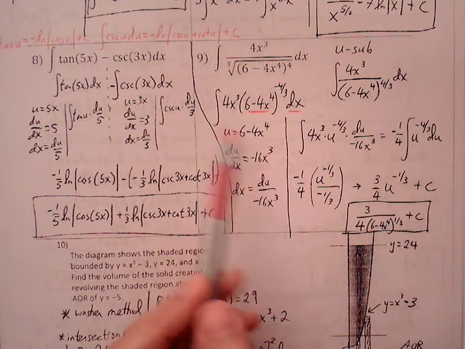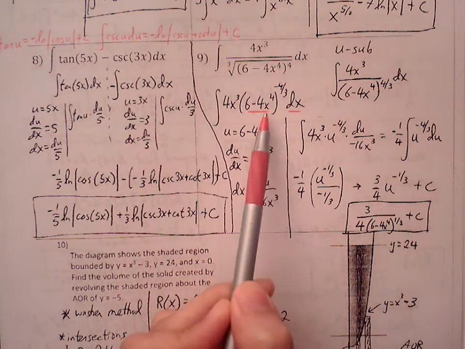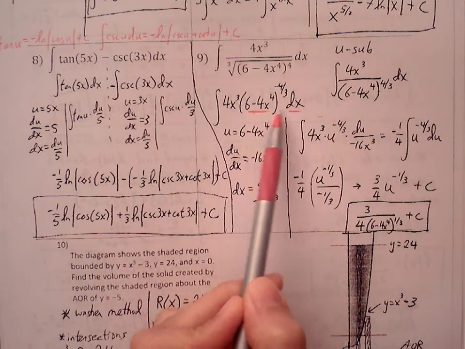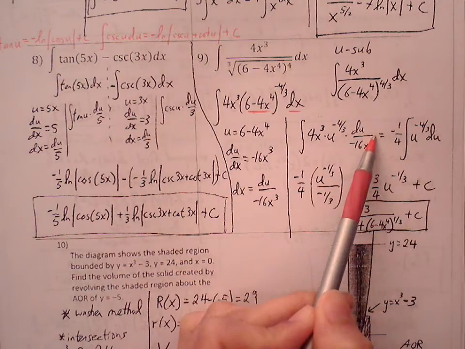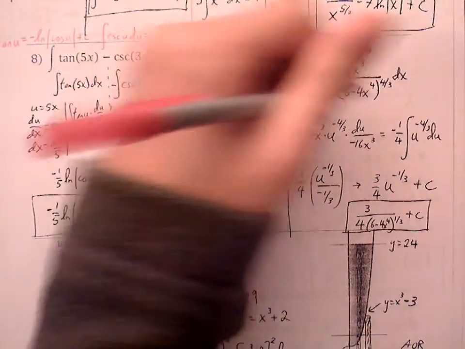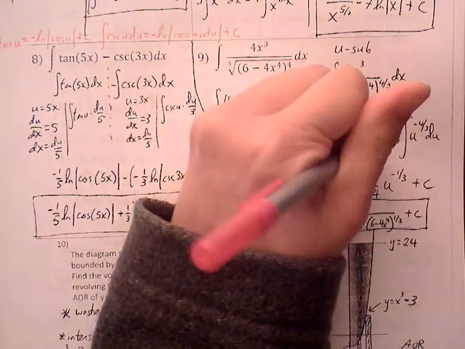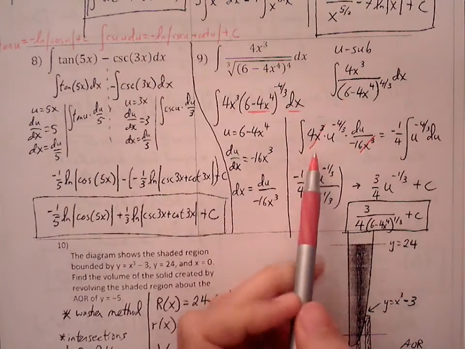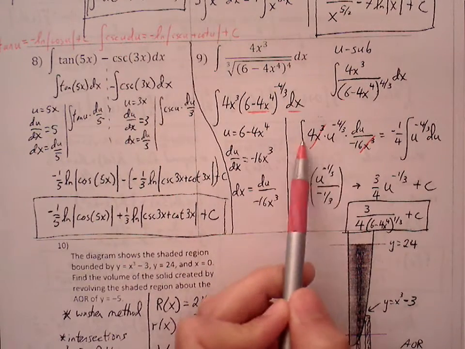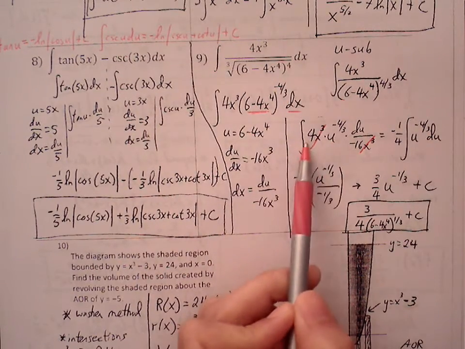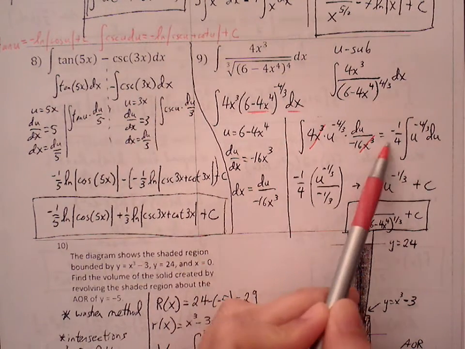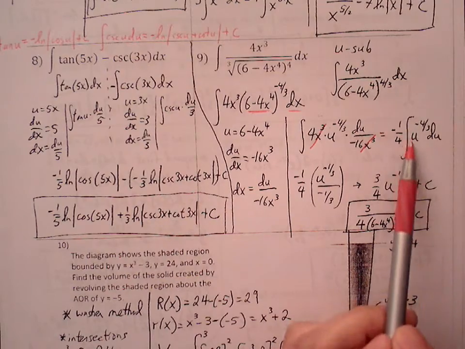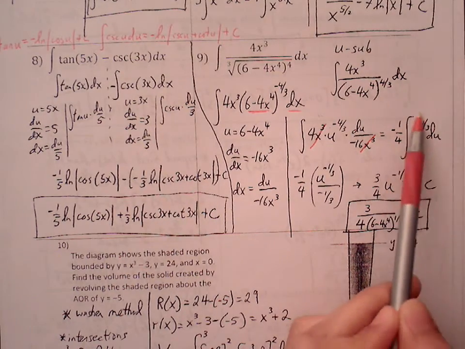Our parentheses gets replaced with u. Our dx gets replaced with du over negative 16x cubed. The x cubed cancels out nicely for us. We want to push out any coefficient that doesn't display as part of the variable. So we can push that 4 over negative 16, which reduces to negative 1/4. And now we have a nice clean power rule to apply.